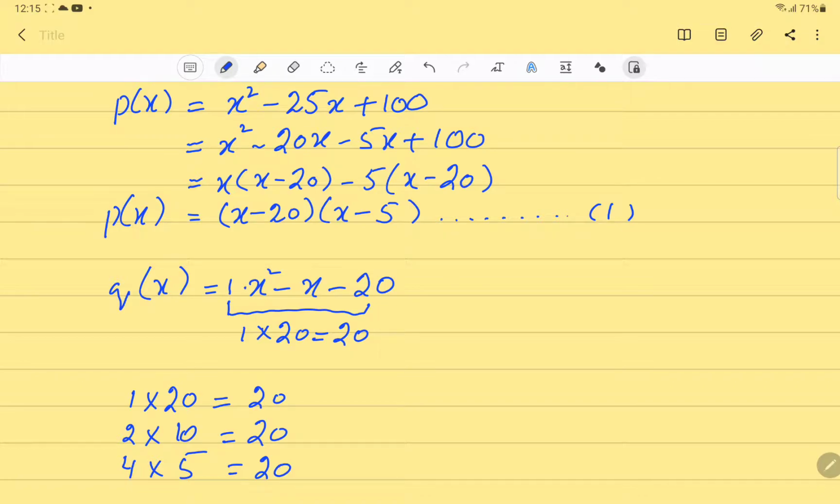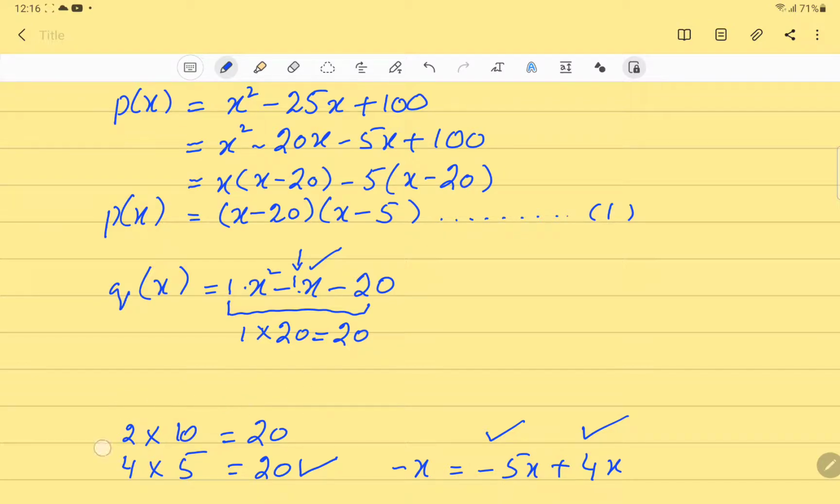Now we have to select that pair of factors out of these three, where either their sum or their difference will give us minus 1. So obviously the last one is fulfilling the condition, where we can write minus x as minus 5x plus 4x. So this minus x will be replaced with minus 5x and plus 4x.